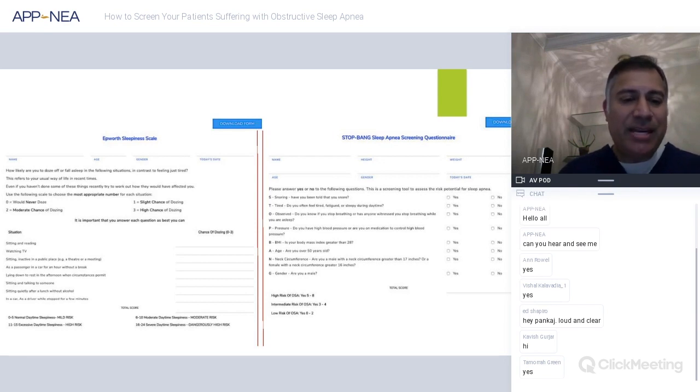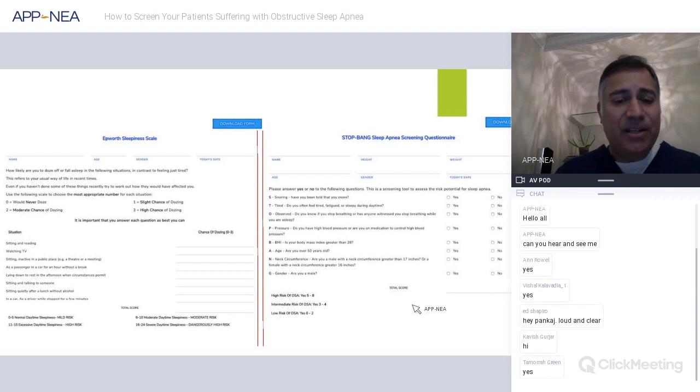So if on the ESS you score mild, but on the STOP-Bang you score moderate, they will score a mild on the AHI index. So it's pretty incredible. Can't wait to share that with you when the time comes.